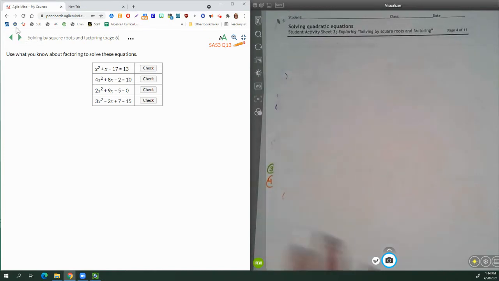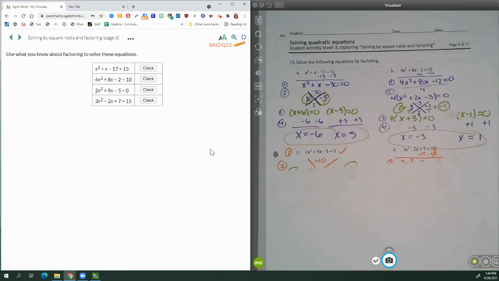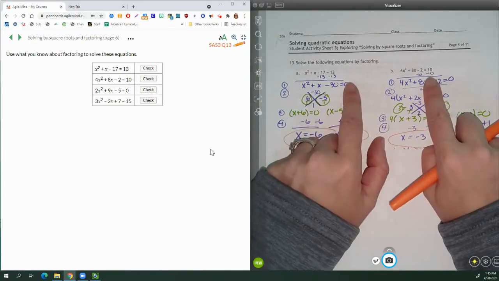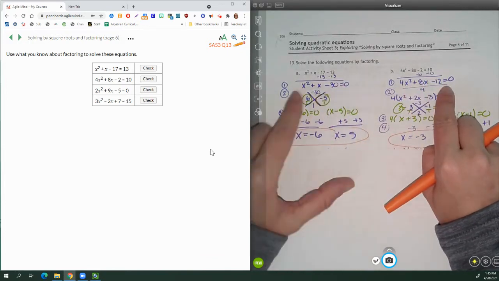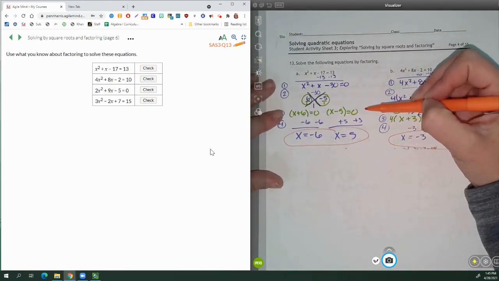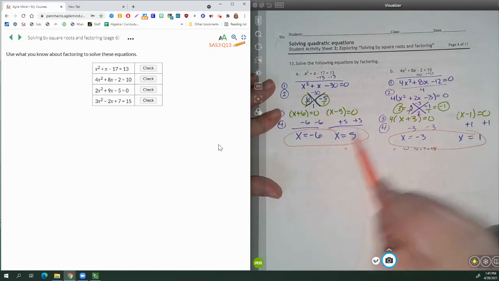Okay, question 13. Again, they want us to just go through and solve each one of these by factoring. So you can see on these first two problems, very first step, guys, is I make it equal 0. So you can see I rewrote both of these. Okay, you can go ahead and check that factoring out. Set each factor equal to 0 and solve. You get x equals -6 and x equals 5.